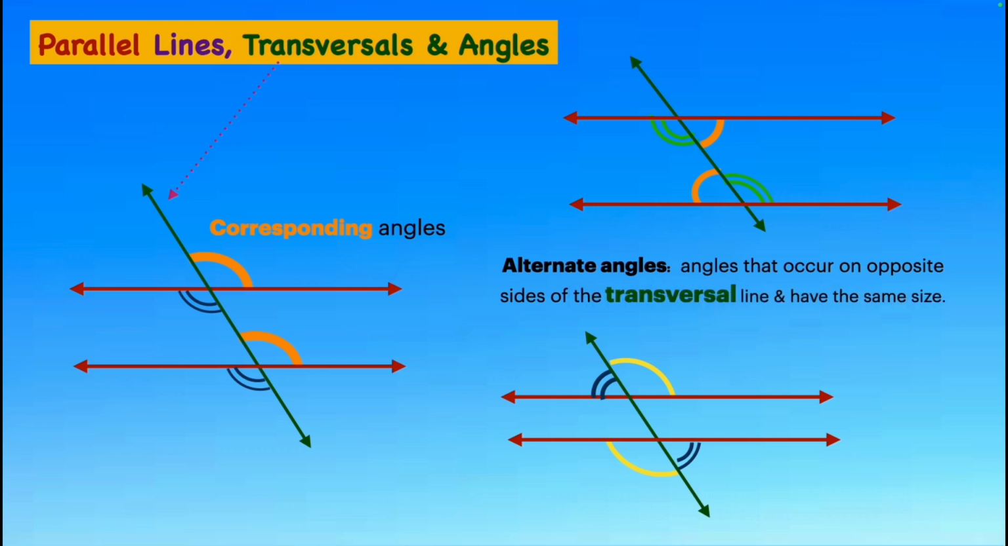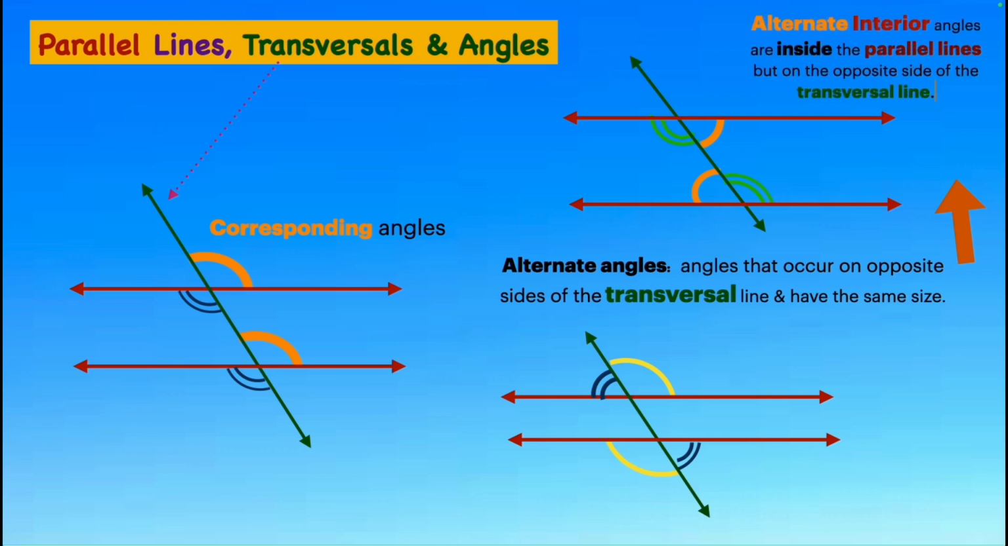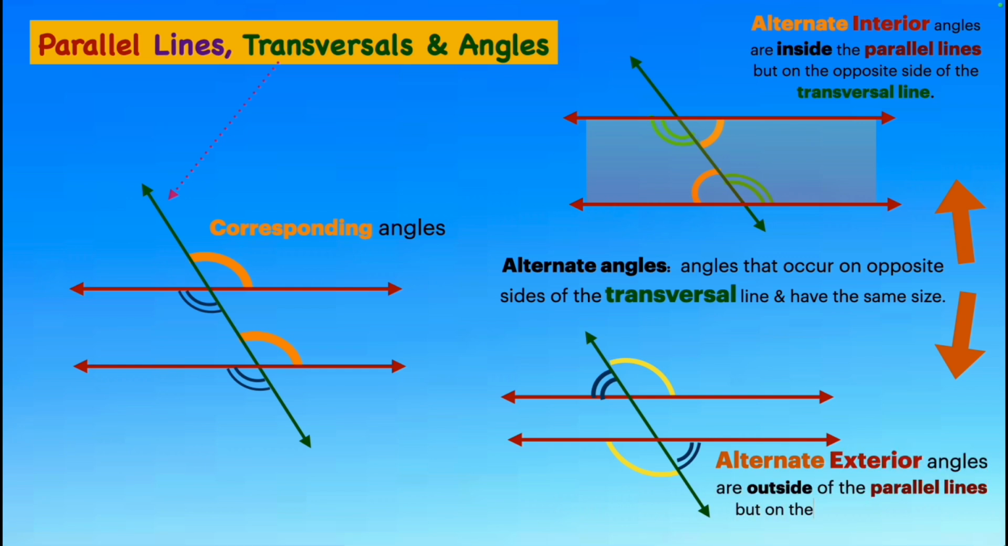There are two types of alternate angles: alternate interior angles and alternate exterior angles. You can see the alternate interior angles are inside the parallel lines. The alternate exterior angles are outside of the parallel lines.